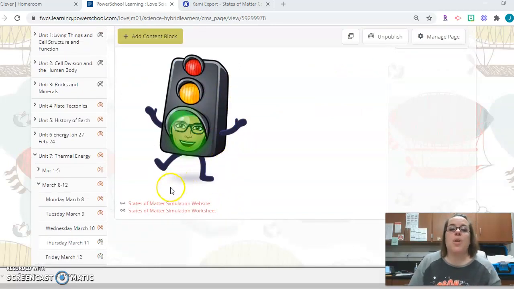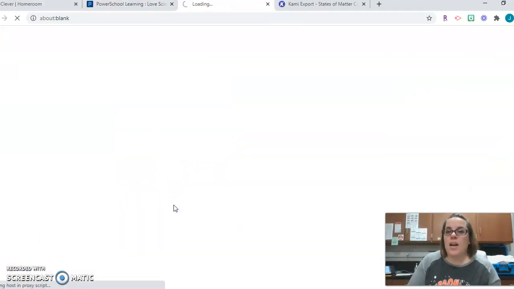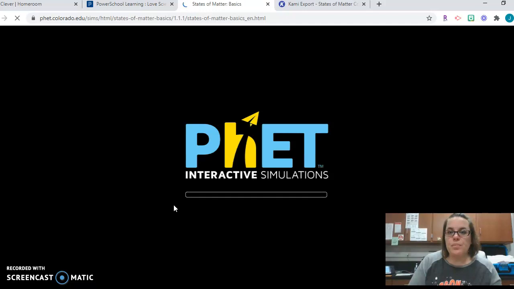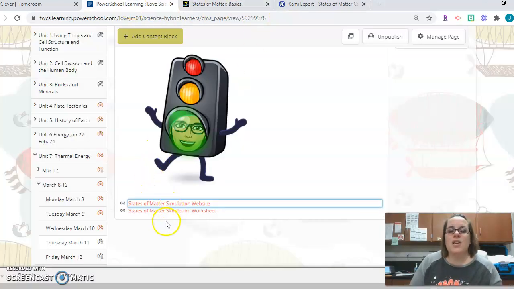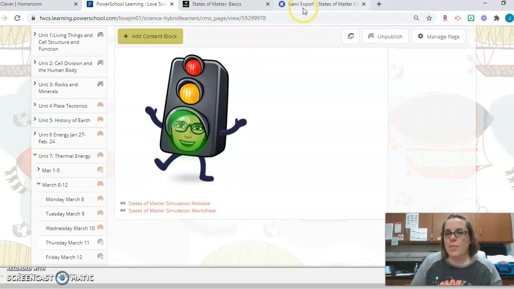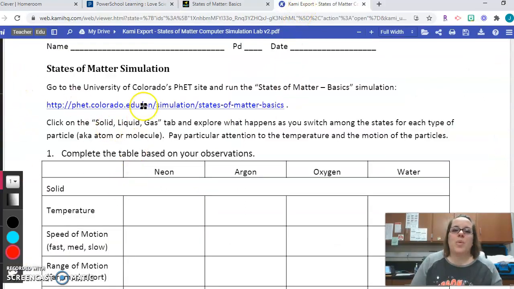First thing I want you to do, you can go right here to the States of Matter website and open that up. It looks familiar. You played with it yesterday or on Tuesday with your Nearpod. But right here, we are actually going to go to phase changes, I do believe. Hold on. The second thing you need is right here, the States of Matter simulation worksheet. I already have it pulled up, but it looks a little bit like this, States of Matter simulation.